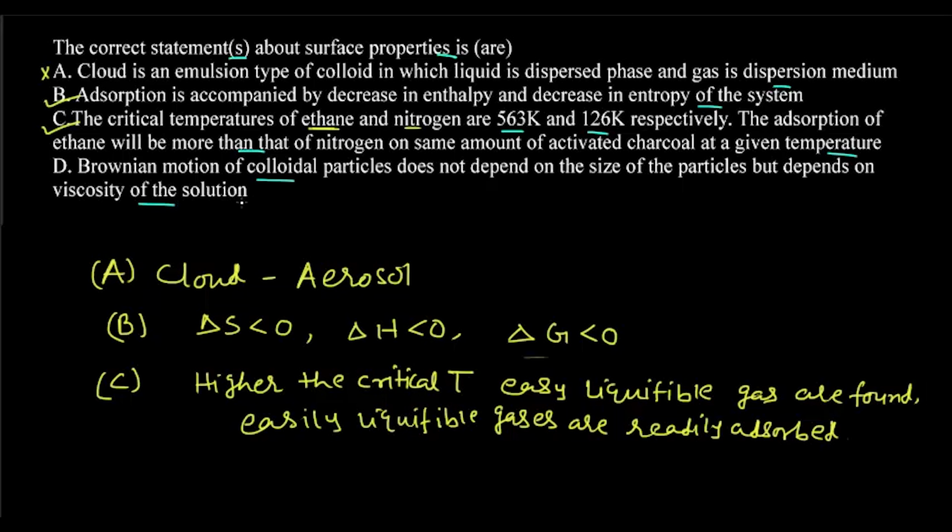The last one is: Brownian motion of colloid particle does not depend on the size of particle but depends on the viscosity of solution. This is absolutely incorrect because as per our theory of Brownian motion, it depends upon the size of the particle, but here it is said that it does not depend upon the size of the particle, so this is wrong. So only the statements which are correct are B and C. So B and C are the answers for this problem.